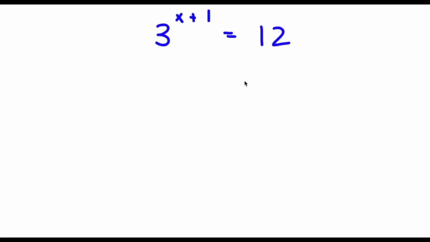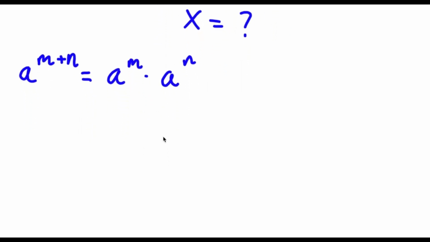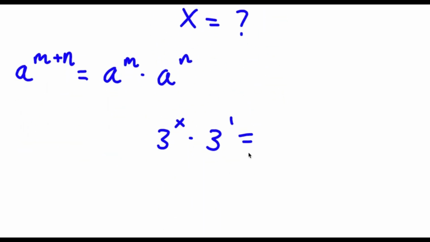Now, right here, I want to find the value of x. So to start, if I have something in the form a to the power of m plus n, this is equal to a to the power of m times a to the power of n. So in this case, 3 to the power of x plus 1 is going to equal 3 to the power of x times 3 to the power of 1. And this is equal to 12.